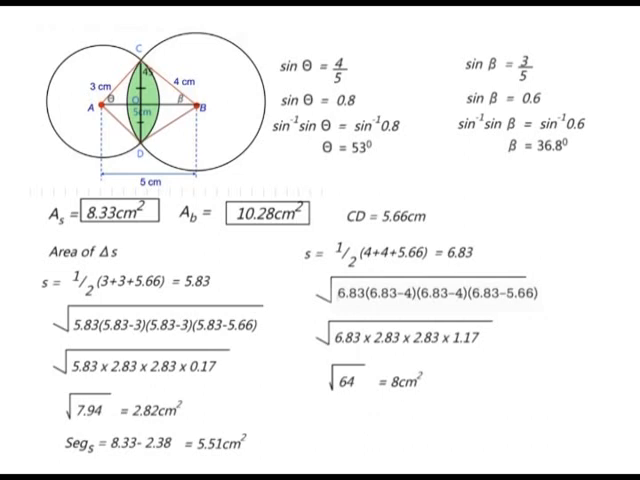Now subtract this from the area of the big sector to get the area of the segment. 10.28 minus 8 gives us 2.28 square centimeters. Now add up the area of the two segments. 5.51 plus 2.28 gives us 7.79 square centimeters.